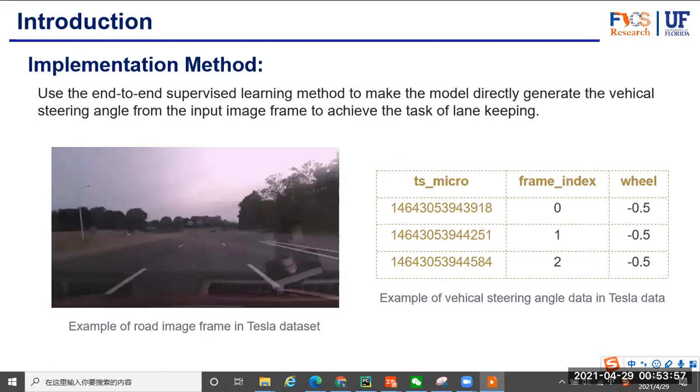This task is realized by taking the actual road driving image frame, as shown in the left figure, as input, using an end-to-end learning method and directly outputting the steering angle of the vehicle after model training, as shown in the right table. So it directly gets the vehicle to steer through the front view camera data after completing the training, and completes the lane keeping task of the self-driving car.